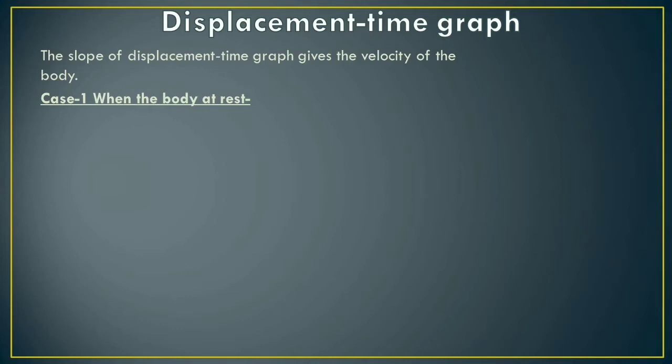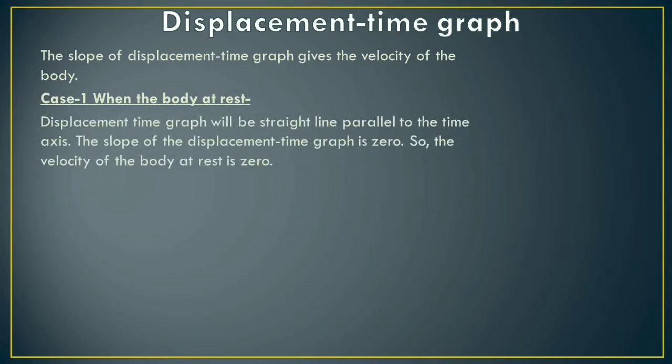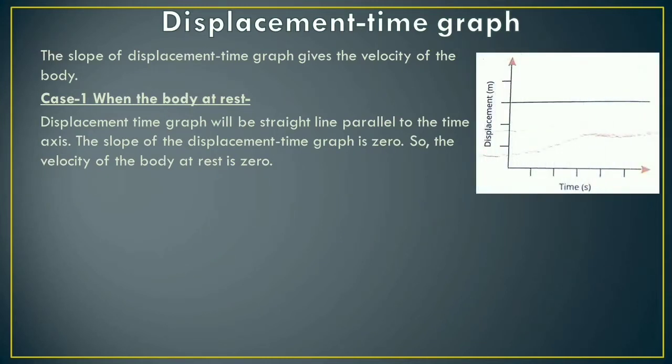For a body at rest, the displacement time graph is a straight line parallel to the time axis. You can see in the graph, the slope of the displacement time graph is 0. So the velocity of the body will also be 0, in the same way as we did in the distance time graph.